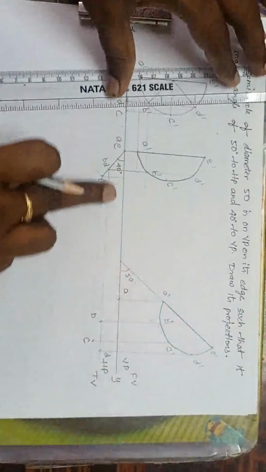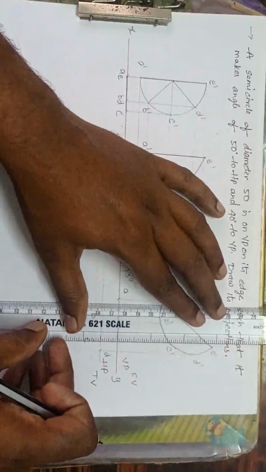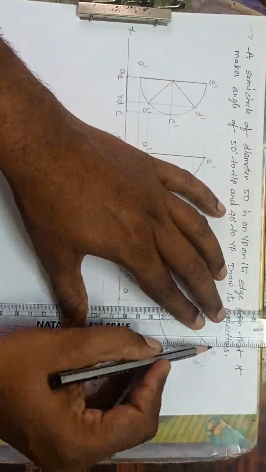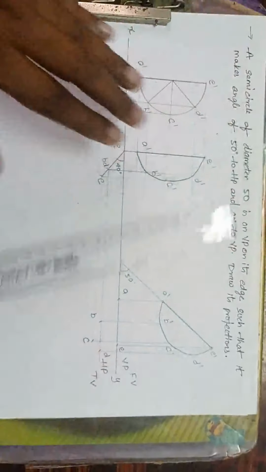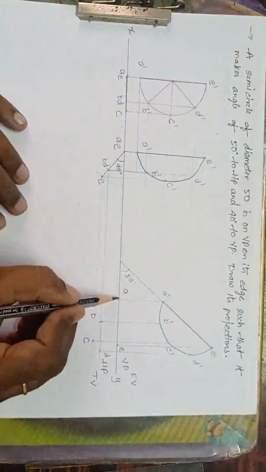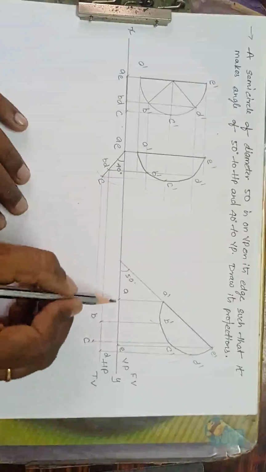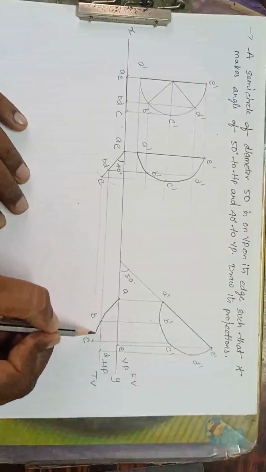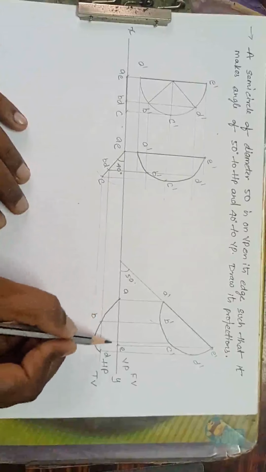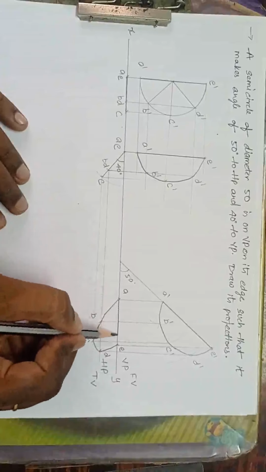So E is on the XY line itself. So from E, I will drop the perpendicular line. This is E. Over. Now here A is only the horizontal line, straight line, and remaining everything is a curve. So I will join like curve AB, BC, CD and DE. So this is our answer.